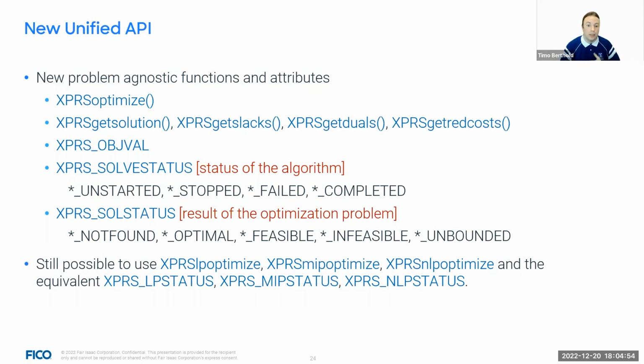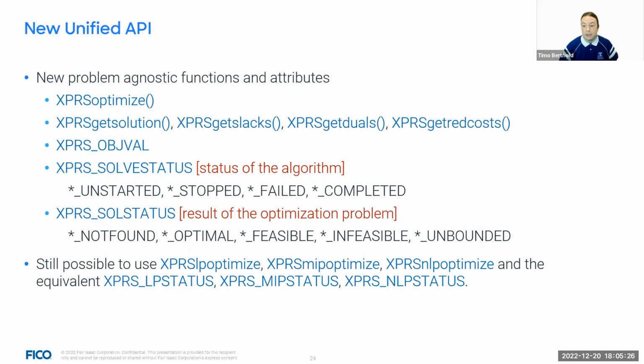Next on the list is a lot of new API that is agnostic to the problem type. You can now load a problem and just tell the optimizer to optimize without having to specify the problem type for optimization. And to get the solution afterwards, the objective value and so on. And the optimizer will just use the problem type that is most appropriate from the context. Like if you read in a problem with only linear constraints, but integer variables, Xpress Optimizer will solve it as a MIP.